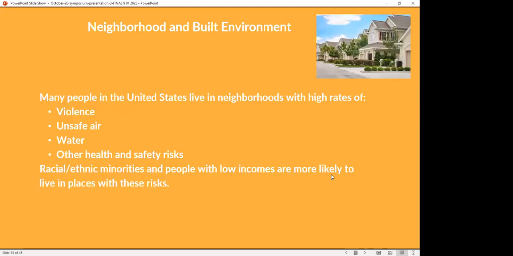So moving on to neighborhood and built environment, we are talking about violence. It could be unsafe air. We have seen in the news water and other health and safety risks. Many times, racial and ethnic minorities and people with low incomes are more likely to live in places that have these risks.